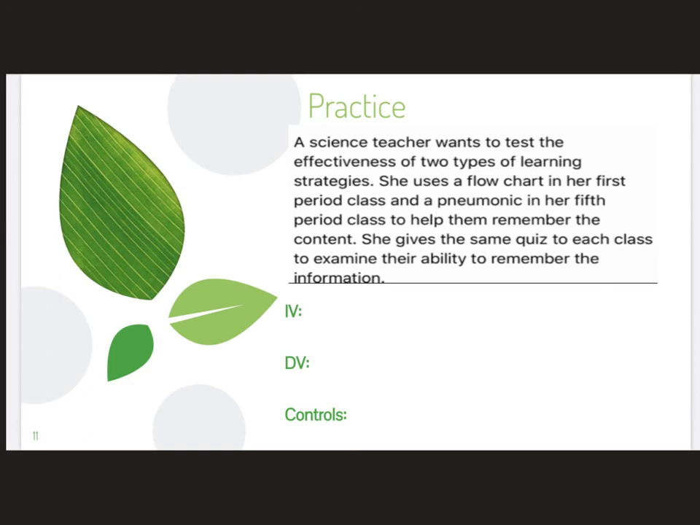So the independent variable, in this case, is something that the experimenter is manipulating, and that would be whether she uses a flowchart or a mnemonic. That is the thing that she is changing between the classes.